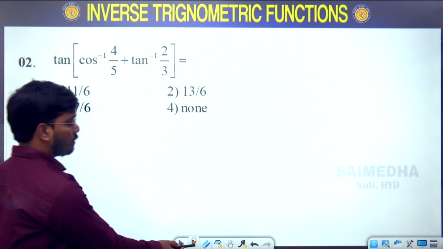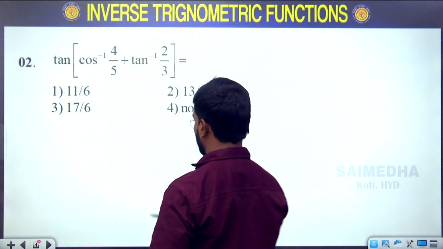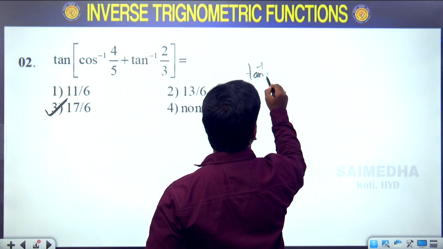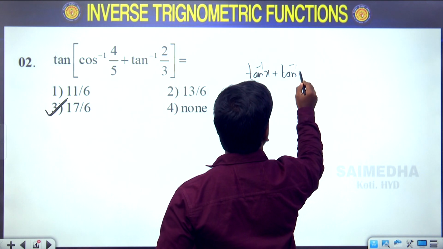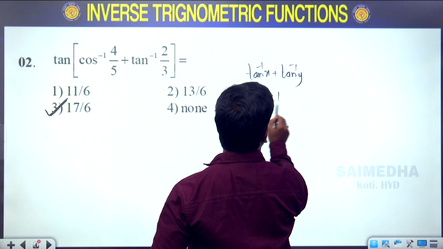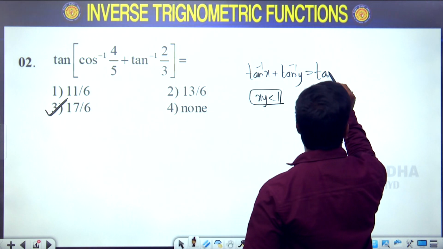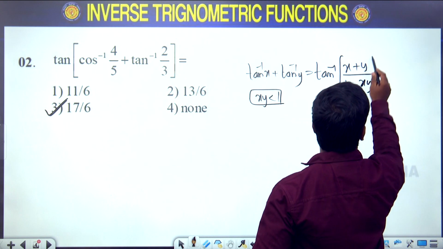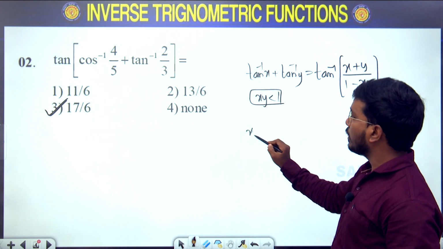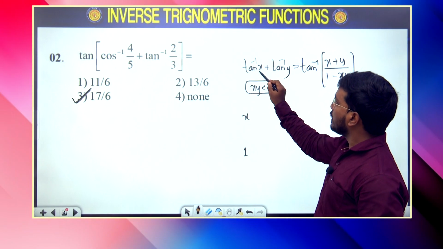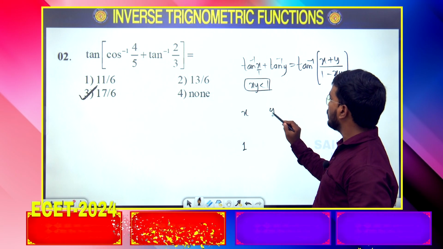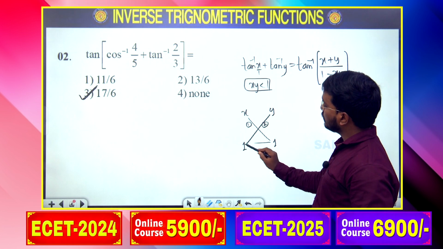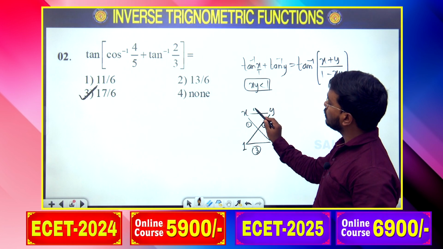So what is the correct answer for this question going to become? 17 by 6. So what is the formula that we need to know? Tan inverse of x plus tan inverse of y. When the xy value is less than 1, then what is the formula? Tan inverse of x plus y by 1 minus xy. Or we can go directly with the cross method also. This is x by 1, this is y by 1. So this is the first multiply, this is the second multiply, this is the third multiply, and this is the fourth multiply.